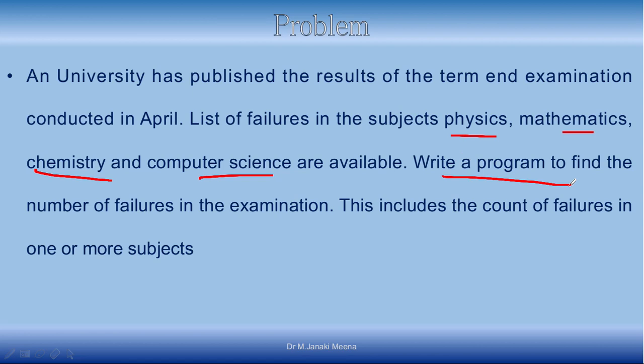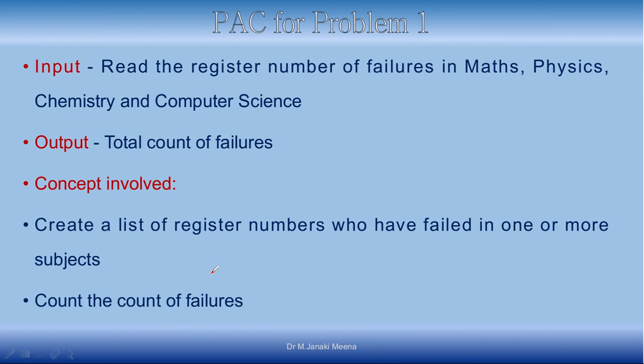When I say number of failures in the examination, they might have failed in one or more subjects, right? And this includes the count of failures in one or more subjects. So there may be duplication. We cannot just count. For example, if physics has 47 failures, mathematics has 51, chemistry has 34 and computer science has 12, let us assume like this. We cannot directly add the numbers because the names might be repeating in the lists, and we should consider them as a failure of the examination only once. So this is the task. This will be easily solved using sets.